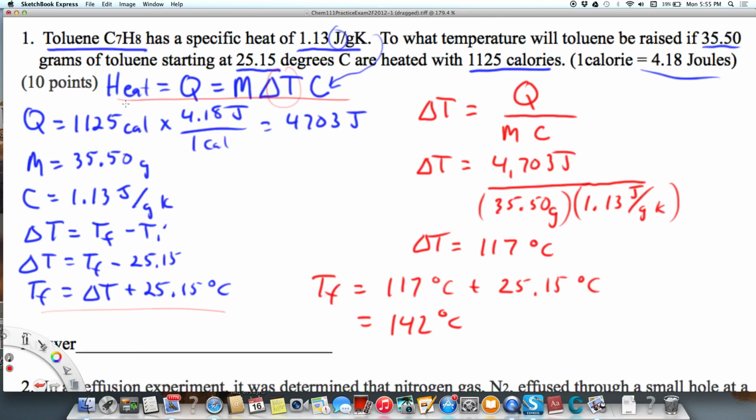So again, we know that heat can cause a rise in temperature, and the rise in temperature depends on the mass and the specific heat, and so we can rearrange that equation to solve for the temperature change, and then we could plug that in and figure out the final temperature.